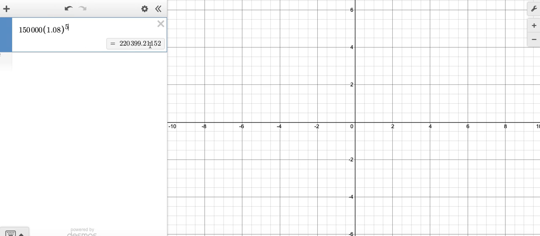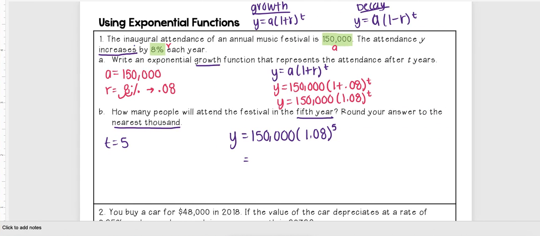And I see I get this huge number. But this question is asking me to round it to the nearest 1,000. So I'm going to go ahead and just write that down. So I had 220,399. But I want to round it to the nearest 1,000. So I'm going to go to the 1,000 place, which is right there. Look next door. It's a 3. It's not bigger than 5, so that means I stay the same. So this would be 220,000 people.